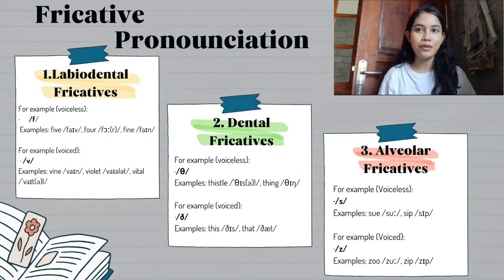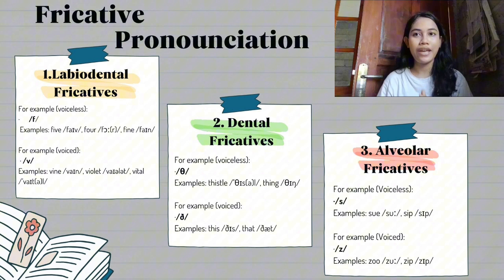Okay, so the first one we have is labiodental fricative. Those fricatives are made using the lower lip and the upper teeth. For example, this one is voiceless, and the examples of the words are five, four, fine. And this one is voiced. The examples of the words are vine, violet, vital.